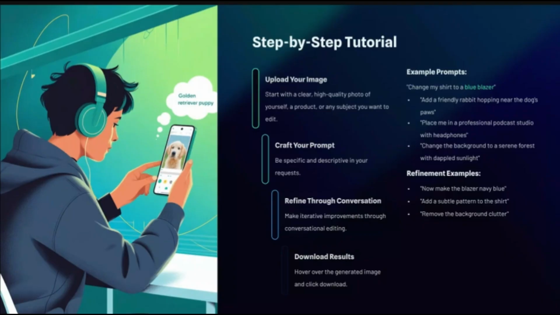Now, using Nano Banana is a simple step-by-step process. The first step is to upload your image. So begin with a clear, high-quality photo of your subject. Now craft your prompt carefully. Be very specific and descriptive with your requests. That's the second step. The third step is to refine through conversations. You can make iterative improvements by continuing the conversation. For example, you can start with change my shirt to a blue blazer and then refine it with now make the blazer navy blue. And once you're done, you're happy, you can download the results.